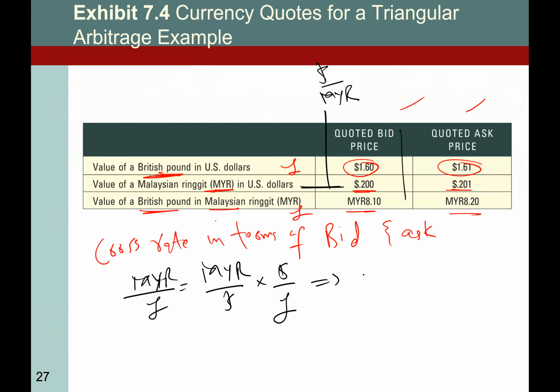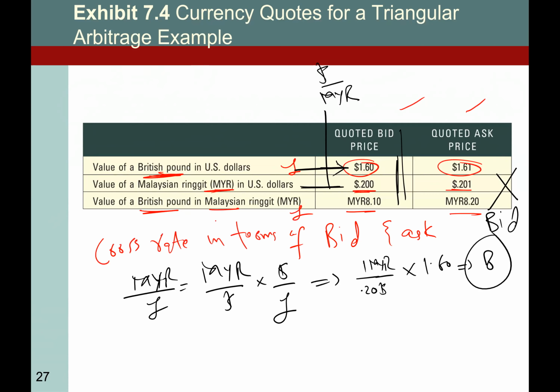This is 1 divided by 0.20 dollar. Do we have dollar over pound? So this is dollar over pound, 1.60. What is the answer here? 8, right? So because we just divided bid prices with the bid prices, can we call it the bid? Answer is no. We cannot until we find the ask, because ask is always greater than bid.